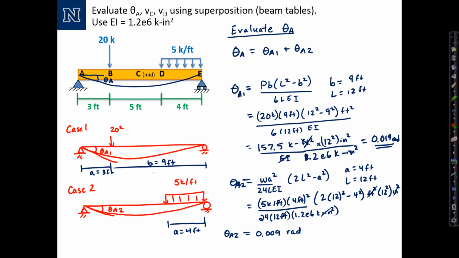Okay, so you can see that a lot of this is figuring out how to apply and interpret the beam tables, and sometimes when you need to make switches or flips like we did in this particular case, it can get a little tricky. Anyway, we're almost done with this problem. The total rotation is the sum of theta A1, 0.019 radians, plus theta A2, 0.009 radians, and that sums to 0.028 radians. And that is the answer and the conclusion for this problem.